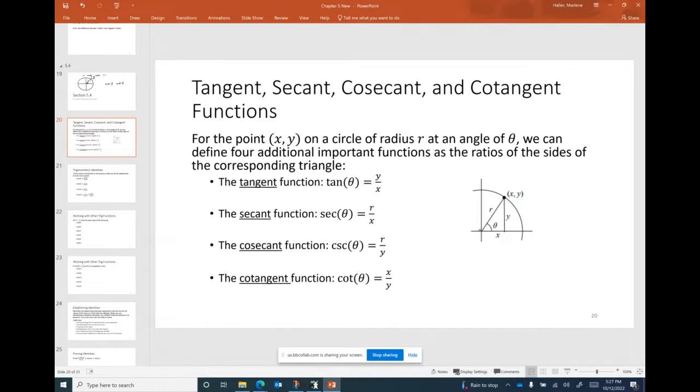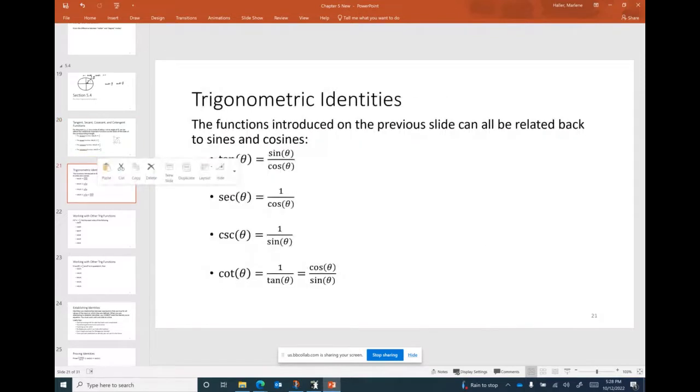Or we can also think about that as the length of that horizontal leg of the triangle, right? The cosecant is defined as r over y, the radius over the y coordinate, or the length of the vertical leg on the triangle. All right, and then the cotangent is defined as x over y. All right, so here are the ratio definitions for these 4 remaining trig functions, but we also have some identities which we sometimes use in place of the ratio definitions.